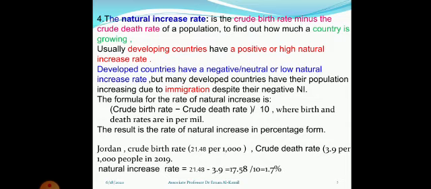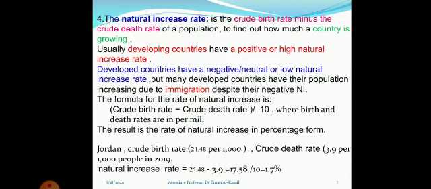In Jordan, the crude birth rate in the year 2019 was 21.48 per thousand, and the crude death rate was 3.9 per thousand people. So the natural increase rate equals 21.48 minus 3.9, which equals 17.58, divided by 10, so it is equal to 1.7%. So the natural increase in the population in Jordan is only 1.7%.